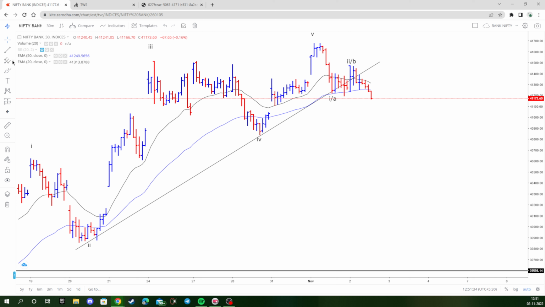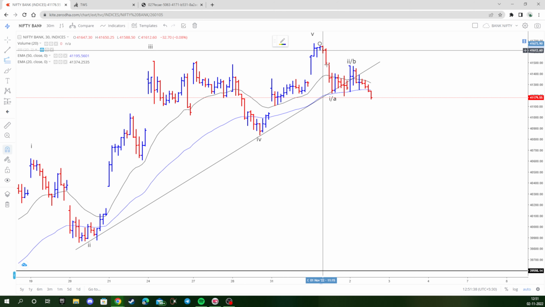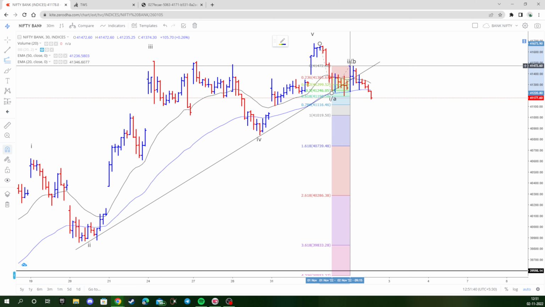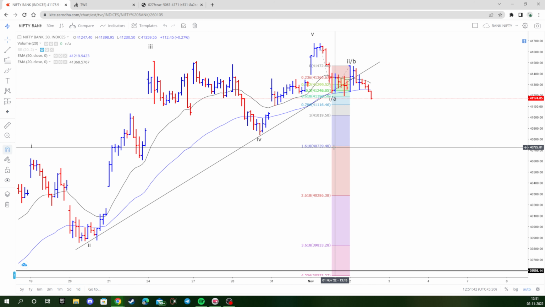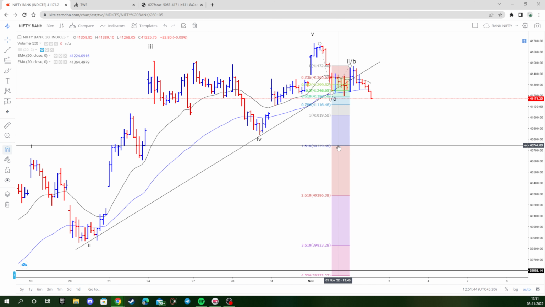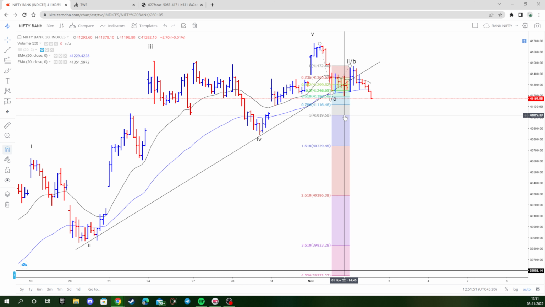That typically might extend towards 1 or 1.618 times the wave 1. Let me give you a number. The 1.618 projection comes around 40,739, and the 1 projection comes around 41,000.